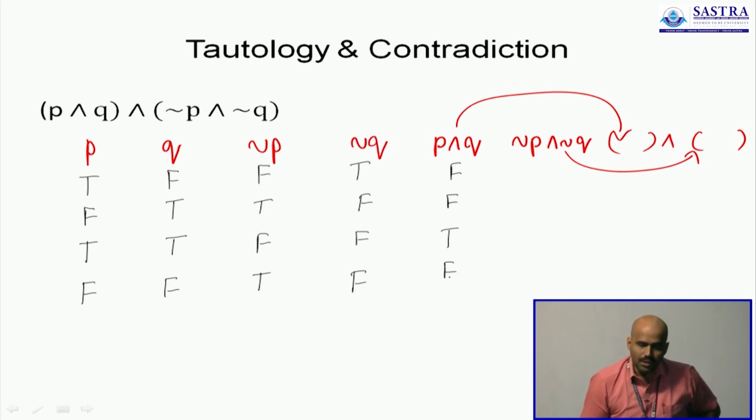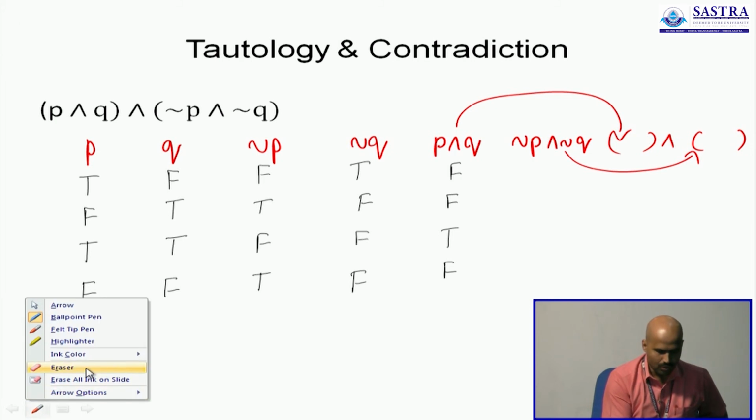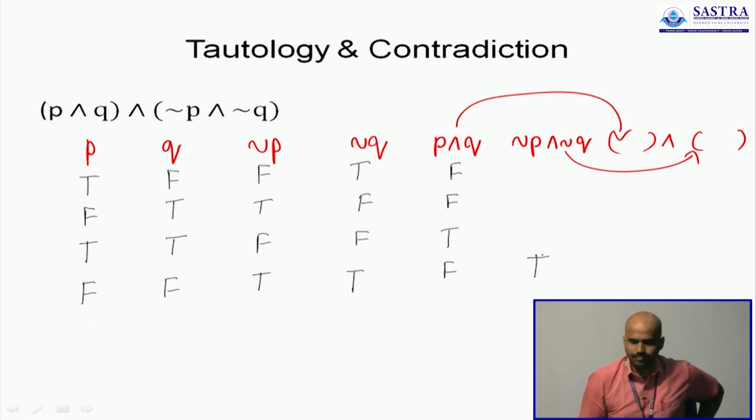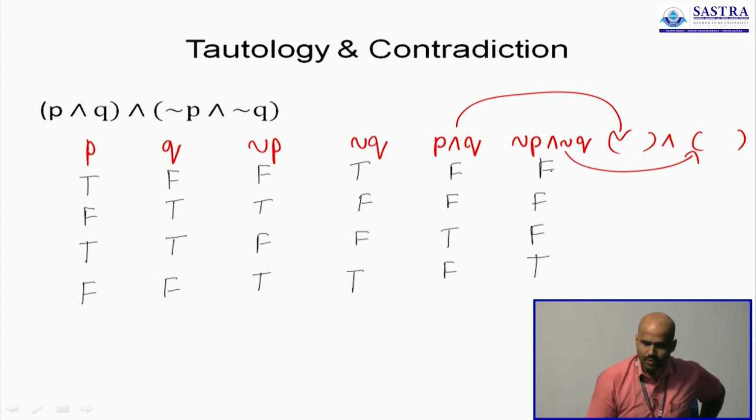Now negation P conjunction with negation Q will return a true value only when both are true. You see, false and a true, true and a false, false and a false. This must be true, I'm sorry. Only in the last case are they true together. The remaining 3 cases, they are false together.